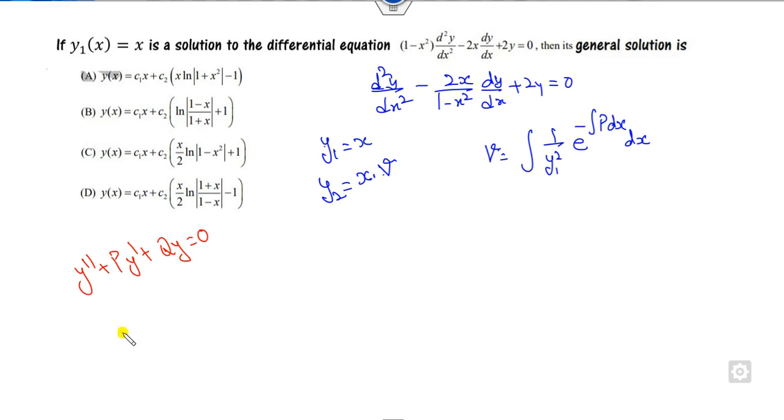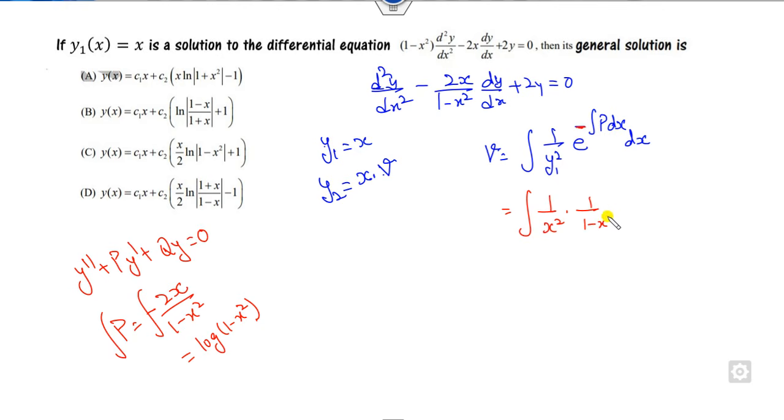So if you compare this differential equation, what is the p? Minus of 2x over 1 minus x square. What is the integration of this? Integration of this clearly says that it's a log of 1 minus x square. So I can take here as 1 by y1 square, which is 1 by x square. Because of this negative, e raised to power minus will be 1 over 1 minus x square. So how do you integrate them? You can make the partial fraction. It will be my here.